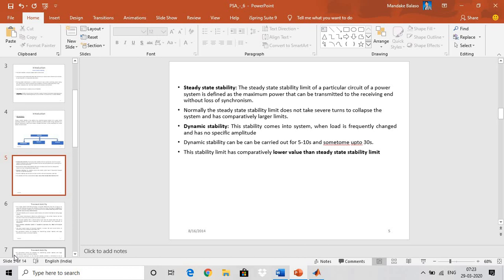That means the disturbances have less impact on the system, and that's why the sensitivity of the protective devices provided is less compared to other types of disturbances. Now, dynamic stability comes into the system when the load is frequently changed and has no specific amplitude. Dynamic stability can be carried out for 5 to 10 seconds and sometimes up to 30 seconds. That means this time duration is more than steady state stability but less than transient stability, and the stability has a comparatively lower value than the steady state stability limit.